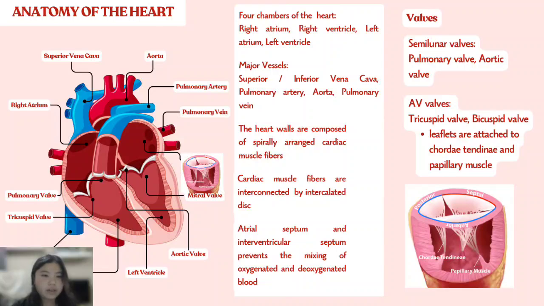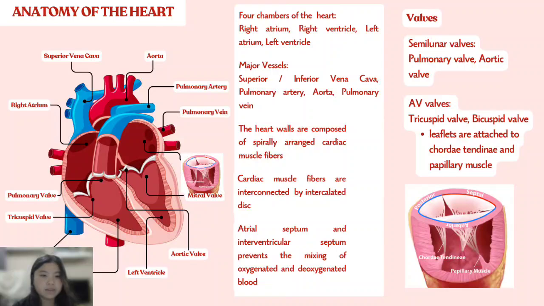Atrioventricular valves are valves between the atria and the ventricles. Tricuspid valves lie on the right side, while the bicuspid valve lies on the left side. The leaflets facing the ventricles are attached to chordae tendineae, which are anchored to the trabeculae carneae by papillary muscles. They help prevent the eversion of leaflets under high pressure when blood is pushing up against the valves.